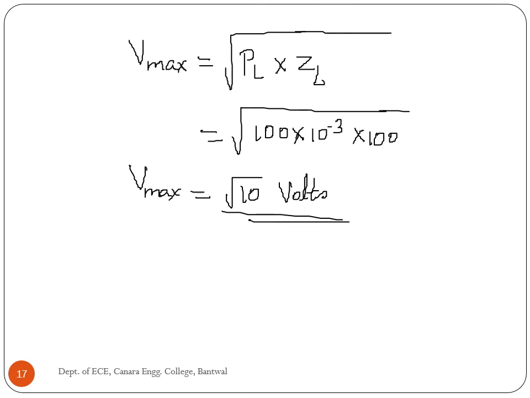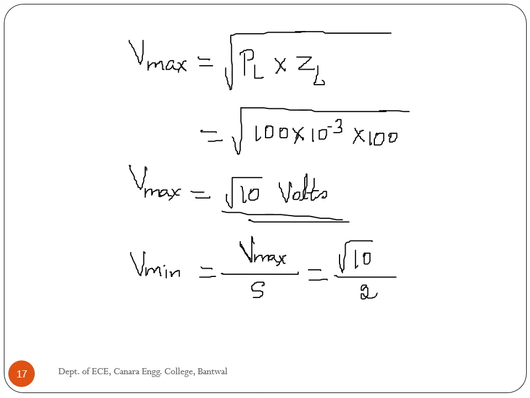Now, value of V minimum I can find out by the Vmax value, that is Vmax divided by standing wave ratio, which is equal to root 10 divided by 2 volts.